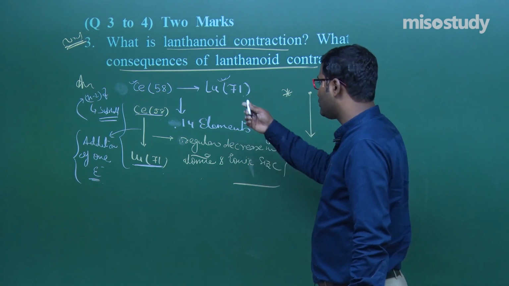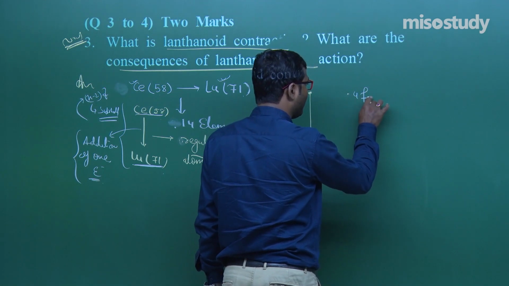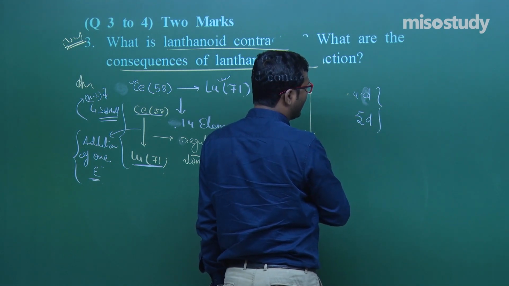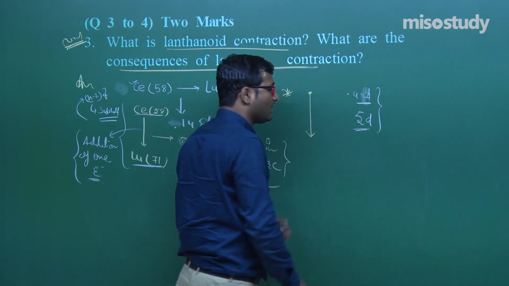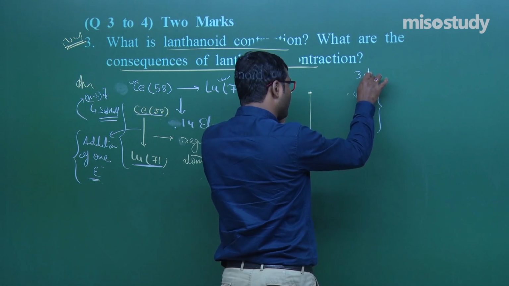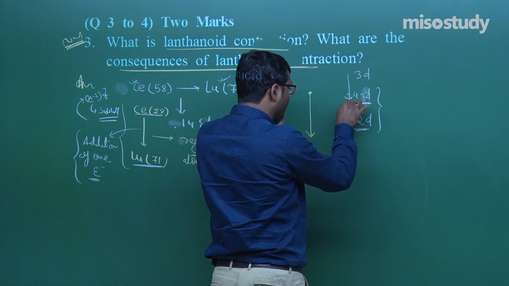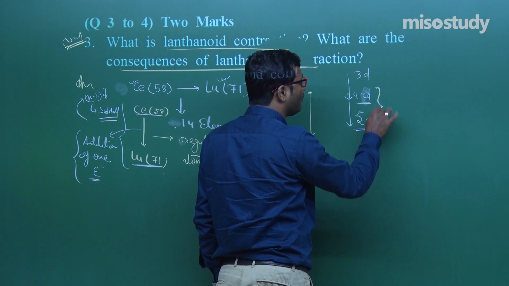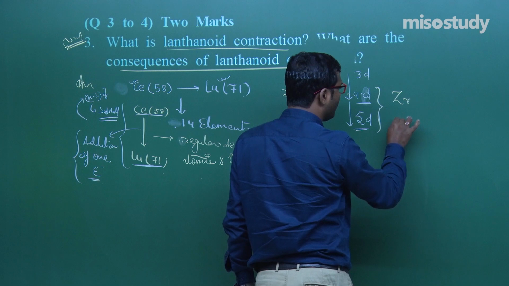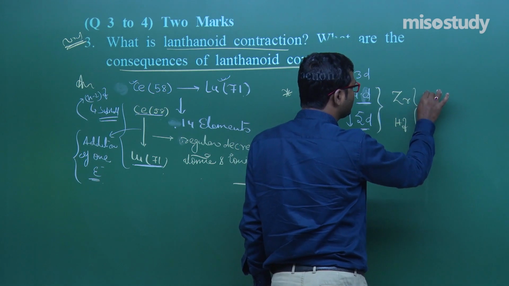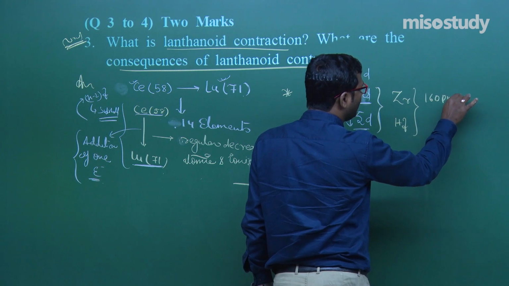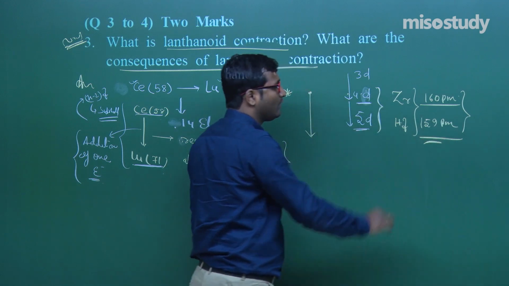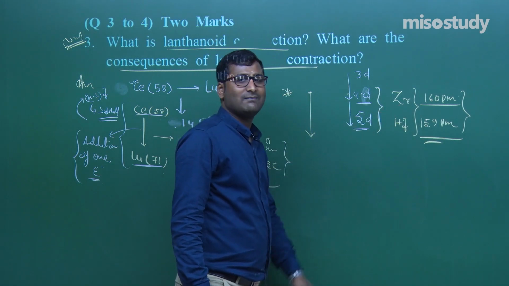Second consequence: due to lanthanide contraction, when we discuss the atomic and ionic size of the 4d and 5d series, as we know, when we move from 3d to 4d, size increases, but when we move from 4d to 5d, they have almost equal size. For example, zirconium and hafnium have almost similar size, around 160 picometer and 159 picometer, because of lanthanoid contraction.